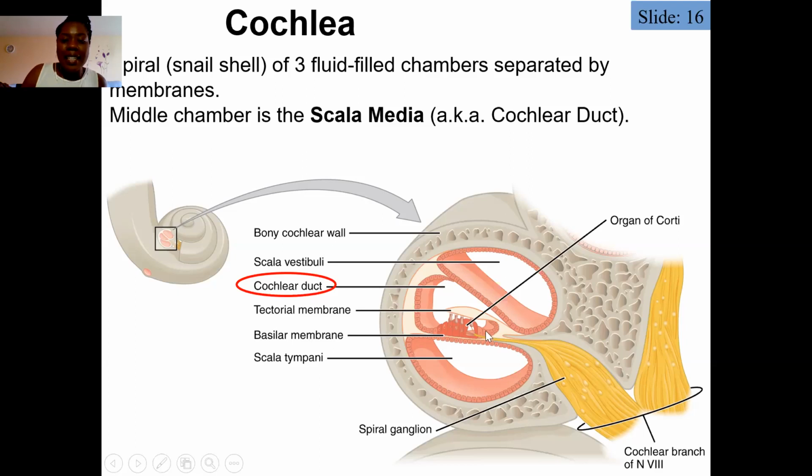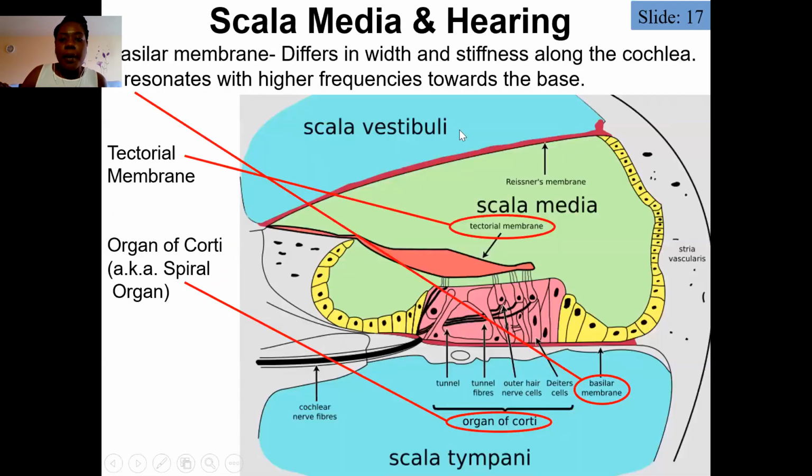Now, inside the scala media is where we've got the important structures for perceiving sound. So we'll take a look at the middle chamber, which is called the scala media, also called the cochlear duct, and look at the structures that are found there. This is a more zoomed in view of the scala media. The two important structures found here are the tectorial membrane on top, and then we've also got the basilar membrane, which is on the bottom. And along the surface of these structures, we've got these hair cells.